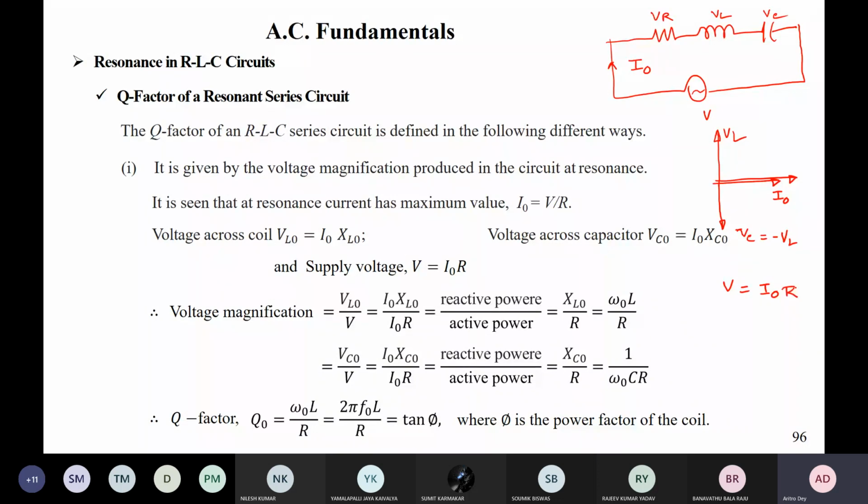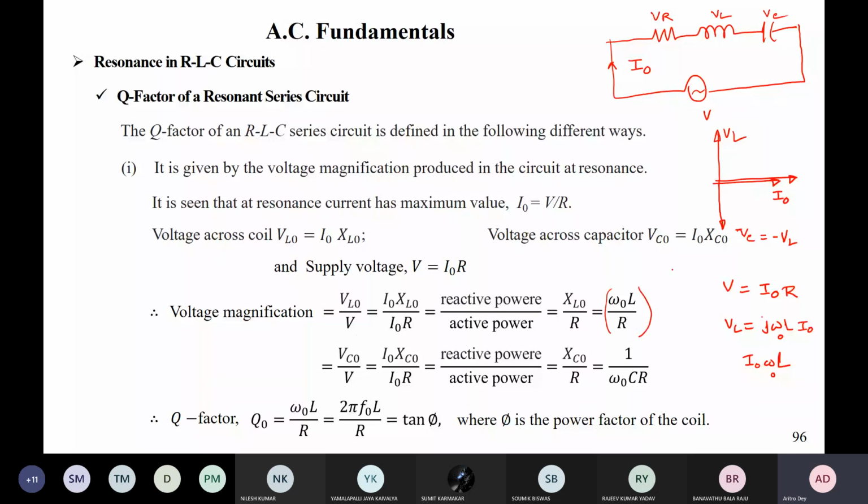And what is your VL? VL is basically j into omega into L into I0. So the absolute value we can write as I0 omega L. So if you put it here in place of VL0 by V, then you get I0 into XL0, where XL0 is nothing but omega 0 L. I forgot to mention omega 0, which is the resonance frequency. So that is omega 0 L by R.